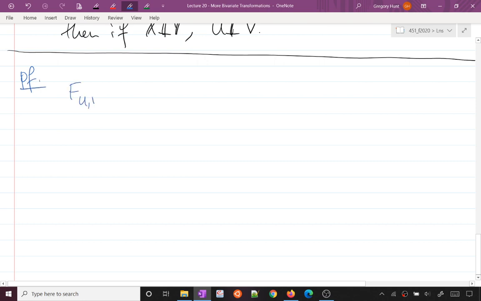So let's look at the joint CDF of u and v. We haven't looked at those in a while. The joint CDF of u and v would be the probability that u is less than or equal to little u and v is less than or equal to little v.